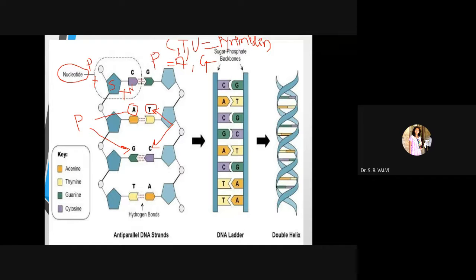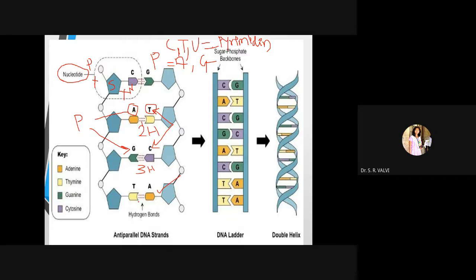These are what? Purine bases, right? So here adenine of purine is pairing with thymine of pyrimidine with only two hydrogen bonds. Here you can clearly see in this image, right? And guanine of purine is pairing with cytosine of pyrimidine with how many here? It is 3. 3 hydrogen bonds.